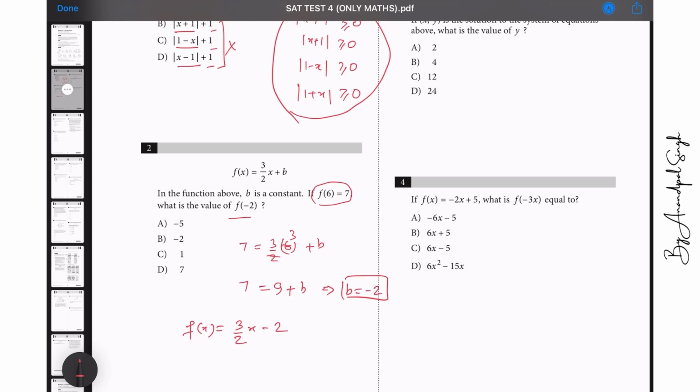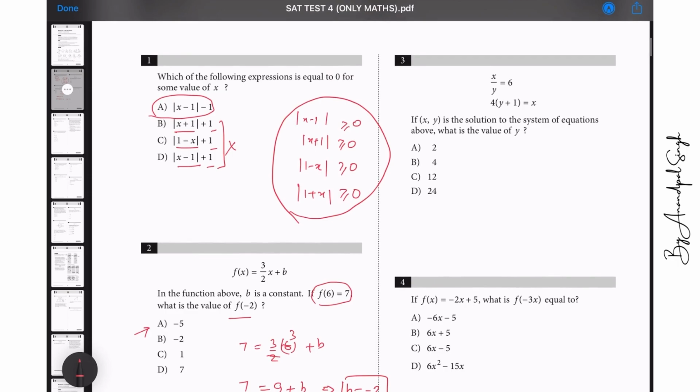Now we need to find f of minus 2. So f of minus 2 will be 3/2 times minus 2, that is minus 3, minus 2. So it will be minus 5. So minus 5, we have option number A. Today we will be doing around 10 questions and the remaining we will do in the next video.